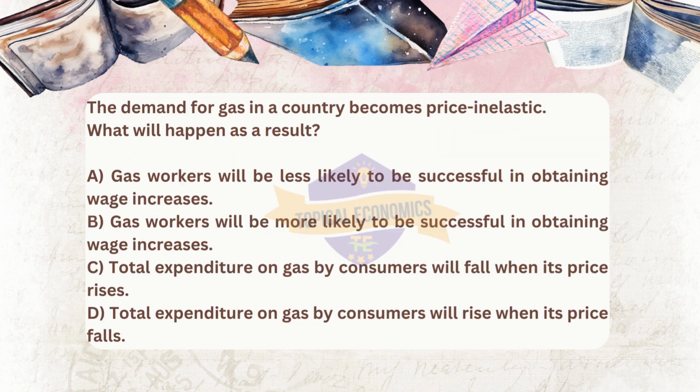Moving on to question 14. The demand for gas in a country becomes price inelastic. What will happen as a result? A. Gas workers will be less likely to be successful in obtaining wage increases. B. Gas workers will be more likely to be successful in obtaining wage increases. C. Total expenditure on gas by consumers will fall when its price rises. D. Total expenditure on gas by consumers will rise when its price falls. This question is from year 2019 May-June version 3 paper.